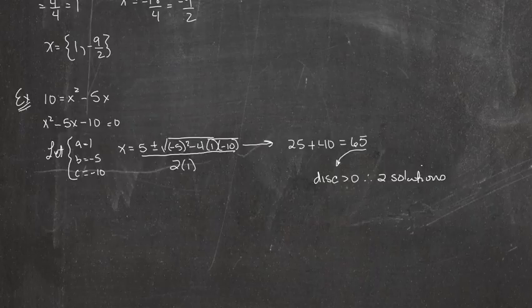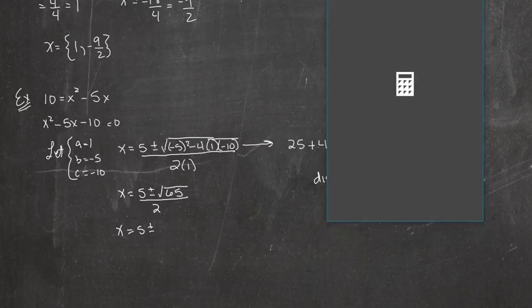I want you to write that down. I want you to calculate the discriminant, and then I want you to evaluate what it means. Then you can plug it back in. Since there are 2 solutions, let's go find them. 5 plus or minus the square root of 65 over 2. So x equals 5 plus or minus, I'm going to put this one in the calculator because the square root of 65 is kind of ugly.